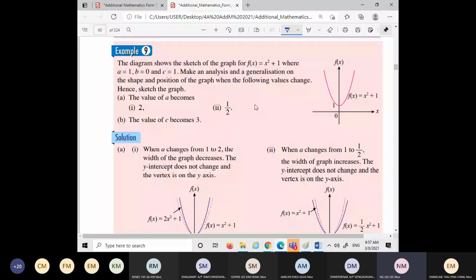Okay, sorry. The diagram shows the sketch of the graph y equals x squared plus 1, where a is 1, b is 0, c is 1. Make an analysis and generalization on the shape and the position of the graph when the following values change. Then sketch the graph.